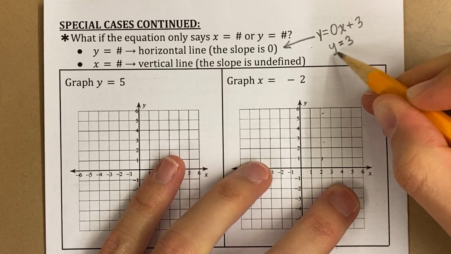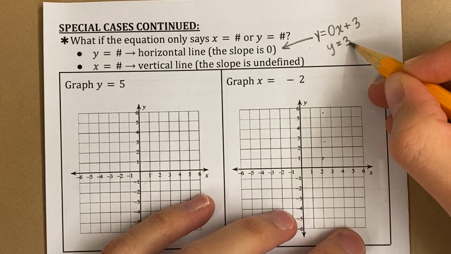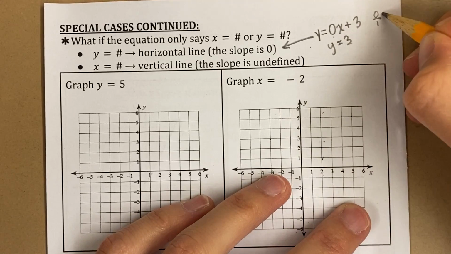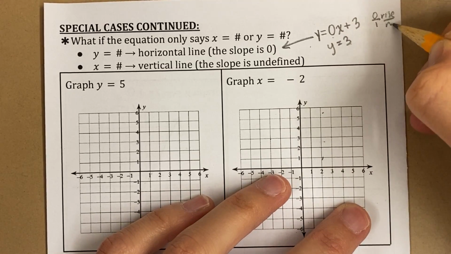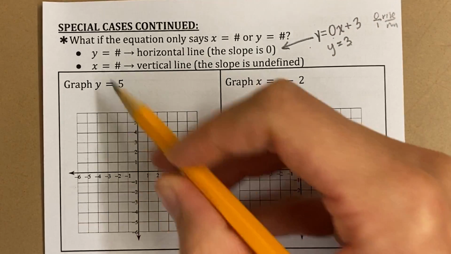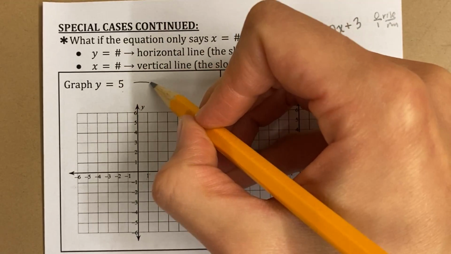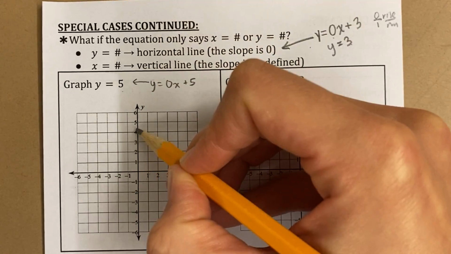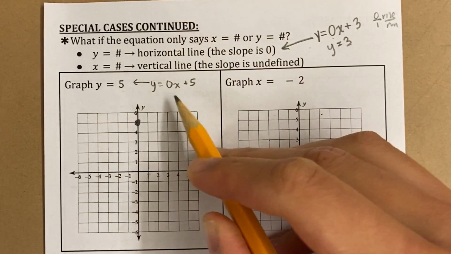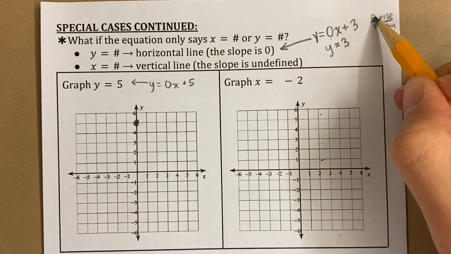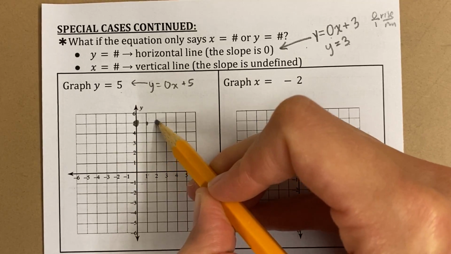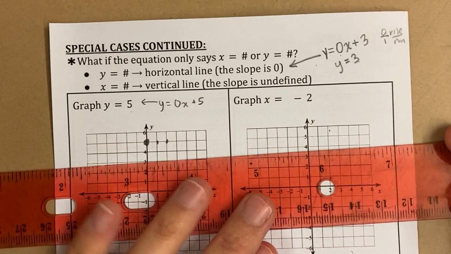So this is actually a line that has a y-intercept of 3, right? And the rise over run is 0 over 1. So that's going to be a horizontal line. Like, for example, this one. This is the same as y equals 0x plus 5. So I would start my line at 5. And then when I go to rise over run, my rise is 0. So I don't rise, I just run 1 to the right. I don't rise, I just run 1 to the right. So that is a horizontal line.